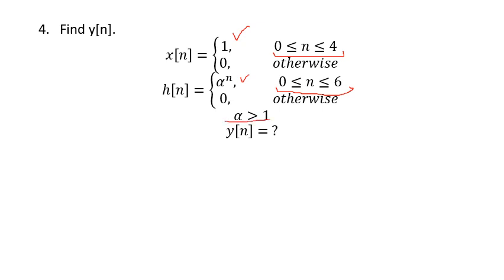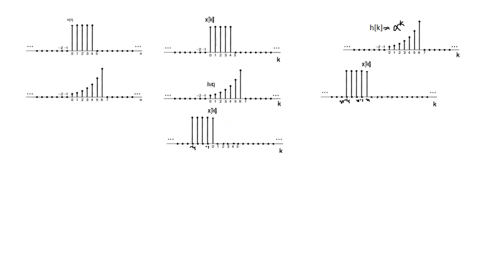is greater than 1. That means this is an exponential signal, alpha power n, and because the value of alpha is greater than 1, it is an exponentially growing signal. So using the graphical method, the first step is to plot the two signals. Here we are plotting the two signals. First we plot the signal x of n, and it has a value of 1 from 0 up to 4, right?